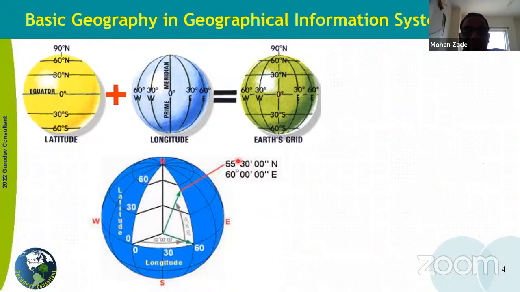If you see here, you might be knowing this: 55 degrees, 30 minutes and 00 seconds north, 60 degrees, 00 minutes and 00 seconds east. So this is basically on the northern hemisphere, as well as the eastern side of your Greenwich Mean Time. And these angles are in decimal degrees. So these are not a physical measurement that we see on the Earth, but these are spherical measurements on the Earth, which are used to locate the position on the Earth surface.